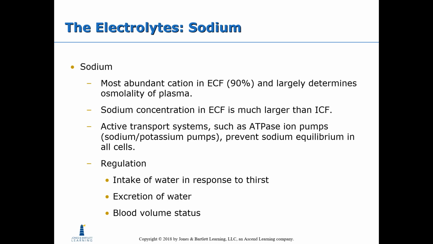Starting with sodium. Sodium is the most abundant cation in extracellular fluid. So that diagram I showed you earlier, you can see that sodium is the predominant cation in the extracellular fluid. This largely determines the osmolality of the plasma. If we have a high sodium concentration, we have a higher osmolality. If we have a lower sodium concentration, we have a lower osmolality.